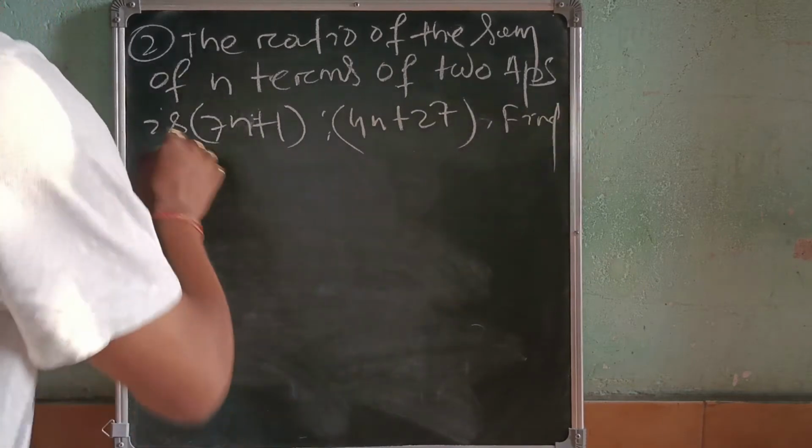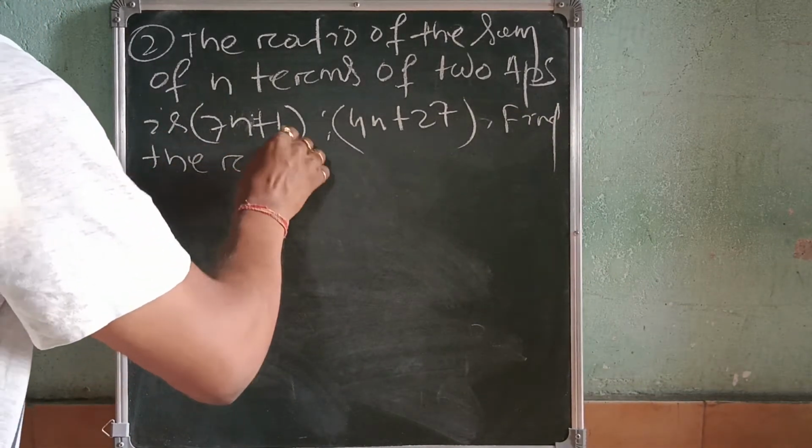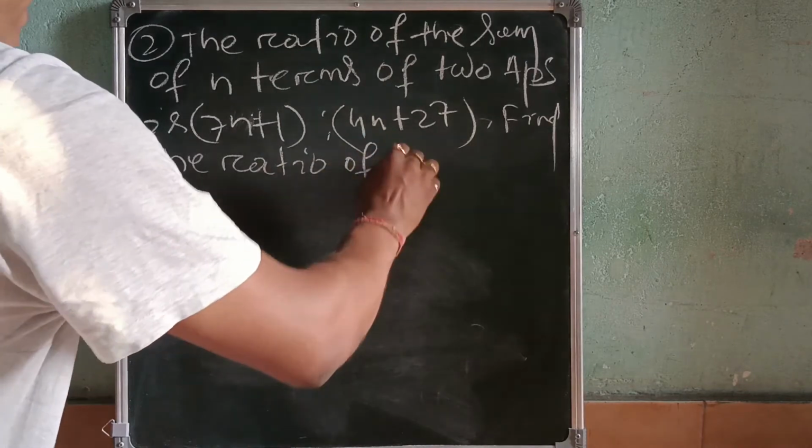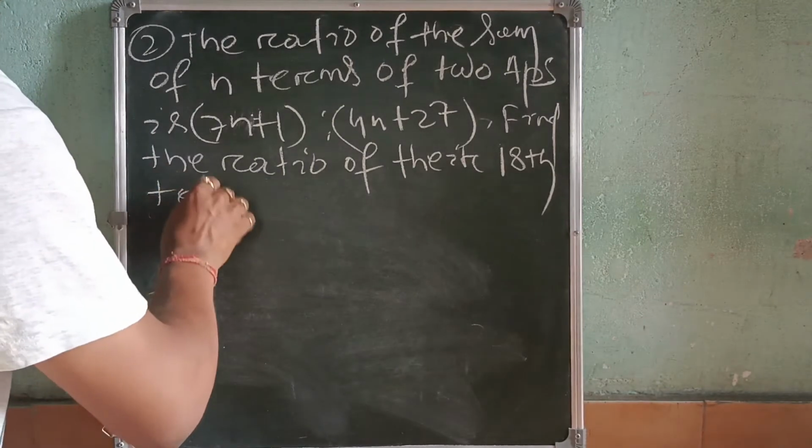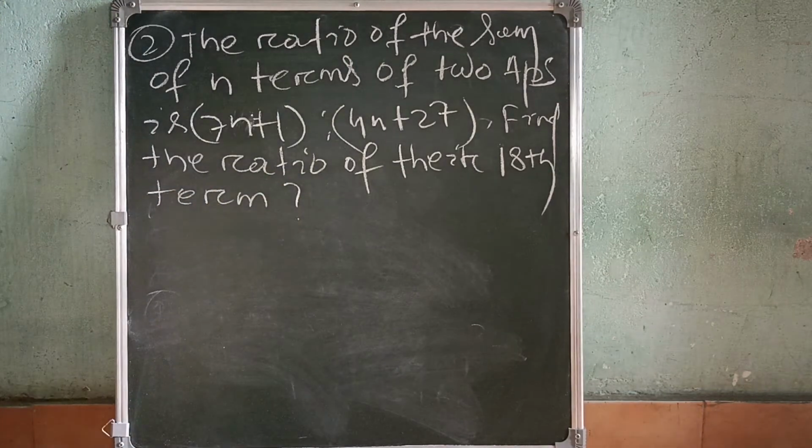Question is: find the ratio of their 18th term, right? Find the ratio of their 18th terms. See the question: the ratio of the sum of n terms of 2 APs is given as 7n + 1 is to 4n + 27. The ratio is given, so the question asks you to find the ratio of their 18th terms. So what should the 18th term be?